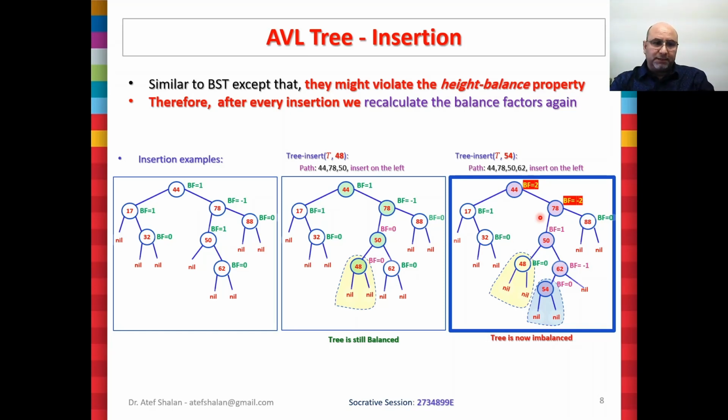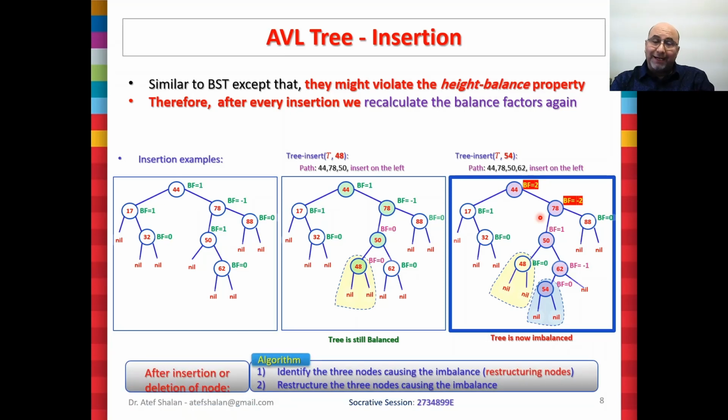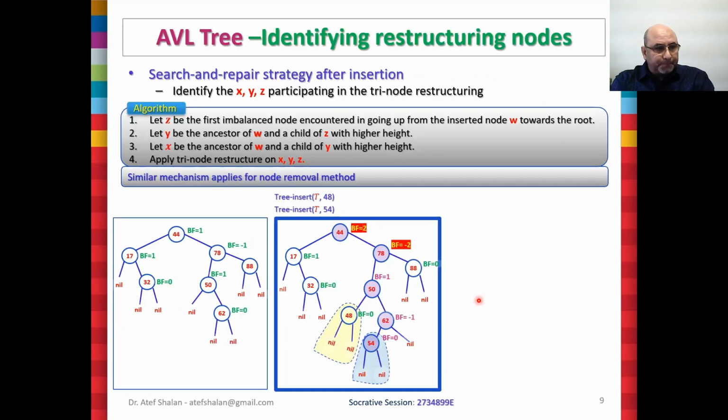Well, what do we do in this case? Of course, we need to rebalance the tree. In order to rebalance the tree, we have to, first of all, identify 3 nodes. We call them restructuring nodes, where we can restructure these 3 nodes and cause the tree to be rebalanced. Second, we restructure the nodes to do the balance. First of all, I would like to identify these restructuring nodes. How do we do that? Well, the algorithm is very simple.